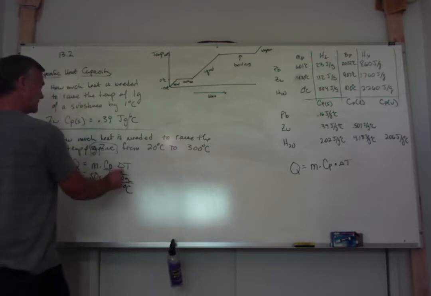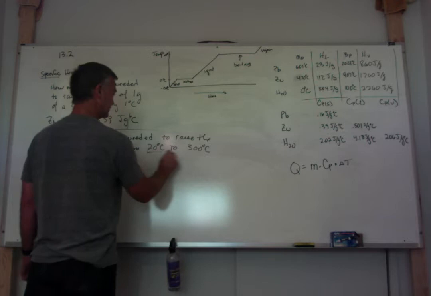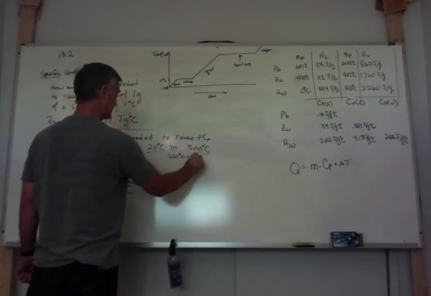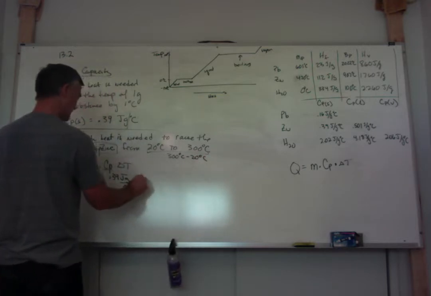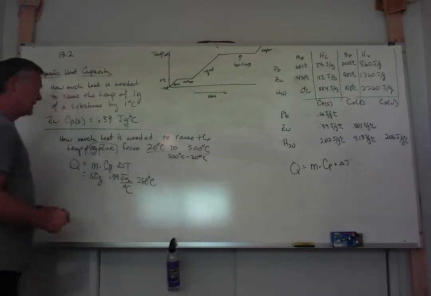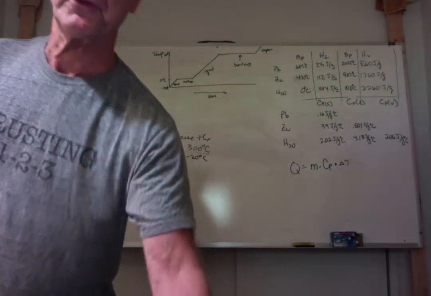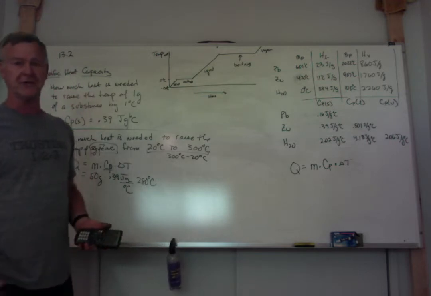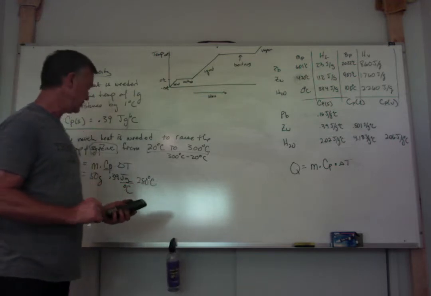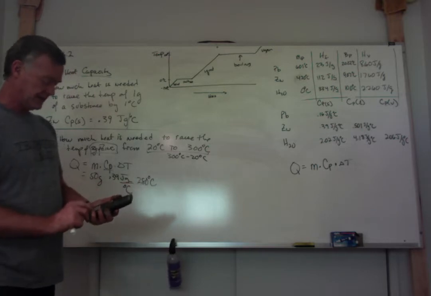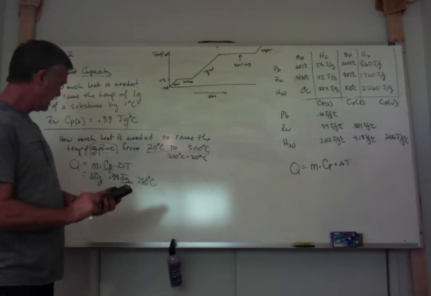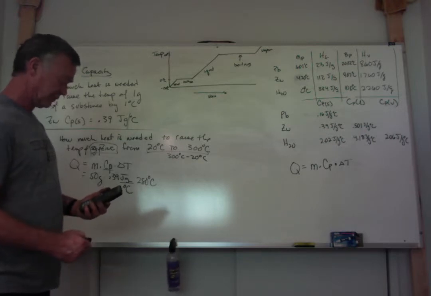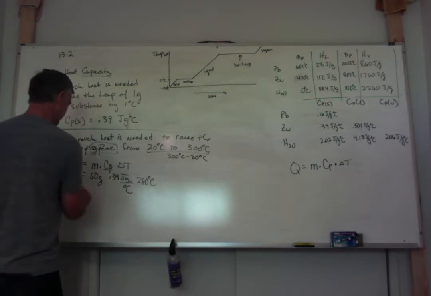And then the question is, what's the change in temperature? Well, the change in temperature is from 300 to 20. We're looking for how much that changed. We would subtract, and this would be 280 degrees Celsius. So it turns out it wouldn't matter if you went from 30 degrees to 310 or from 50 to 350. It wouldn't make any difference. It's just what the change is. So 50 times 0.39 times 280 gives me 5,460 joules.